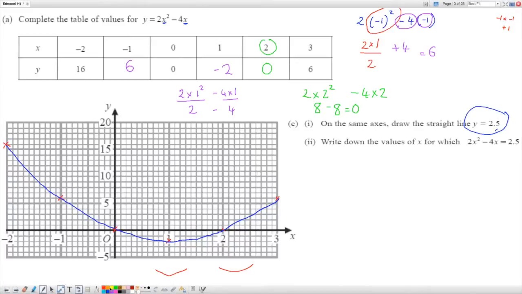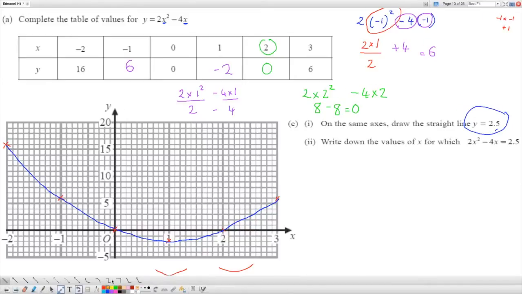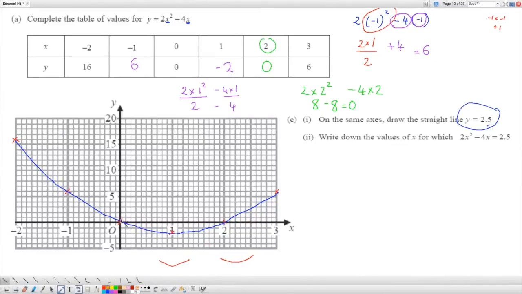So taking your ruler, you're going to draw a straight horizontal line at 2.5. 2.5 is this point here. Our line going across, going to go through here.